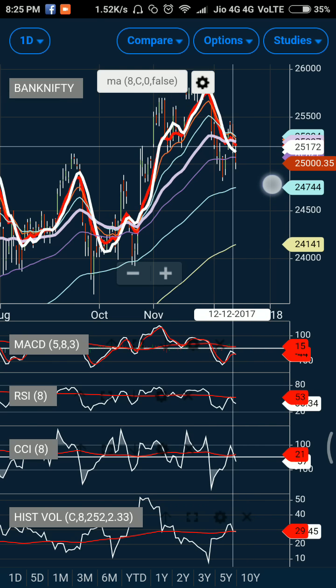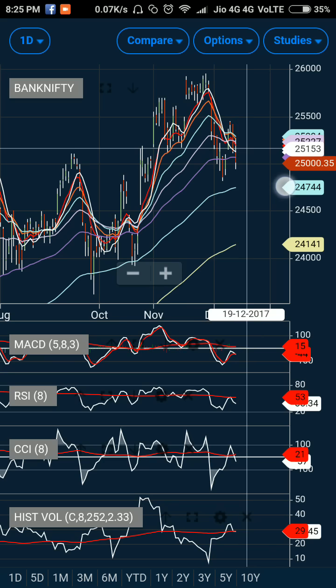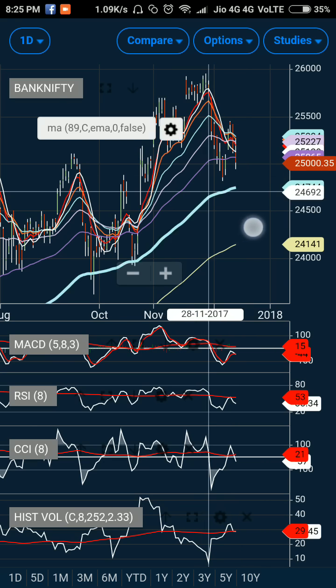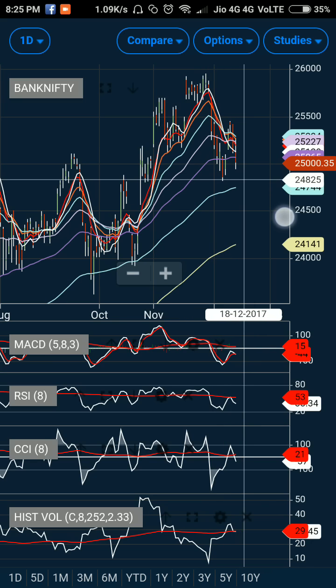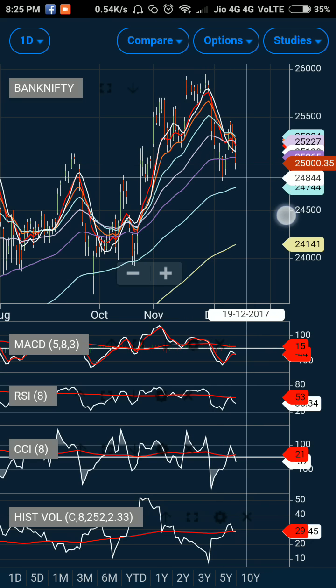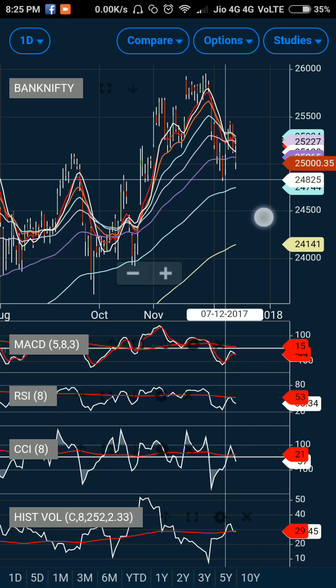On the higher side, I think 25,172 is a good resistance for the market, so it needs to cross this particular level if you want to observe any upside in the Bank Nifty. It is very difficult to read this kind of market because there is high volatility due to various events that are due. So trade very carefully, and if you do not have clarity, don't trade.